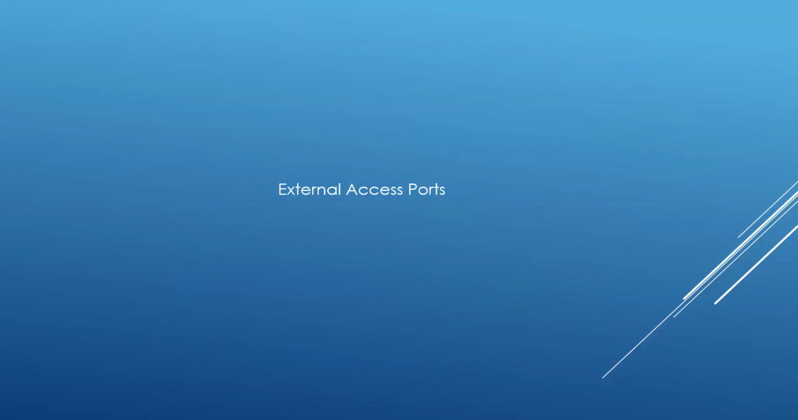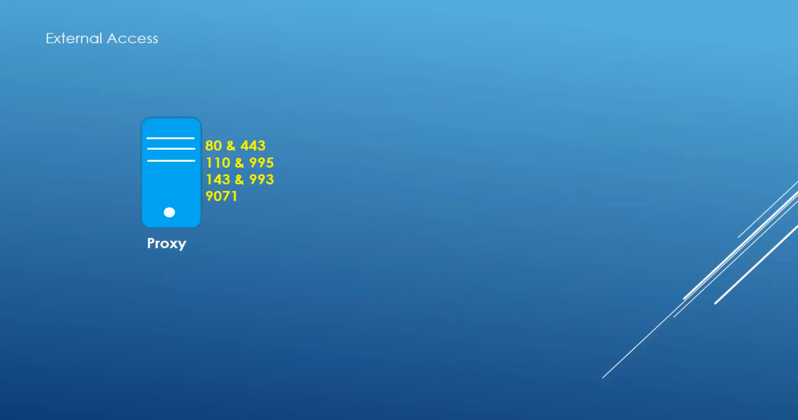Now we will see what are the external ports required to access Zimbra from the public network. 80 and 443 are for web access, 110 and 995 are for POP3 connections, 143 and 993 are for IMAP connections, 9071 is the Zimbra admin console port.